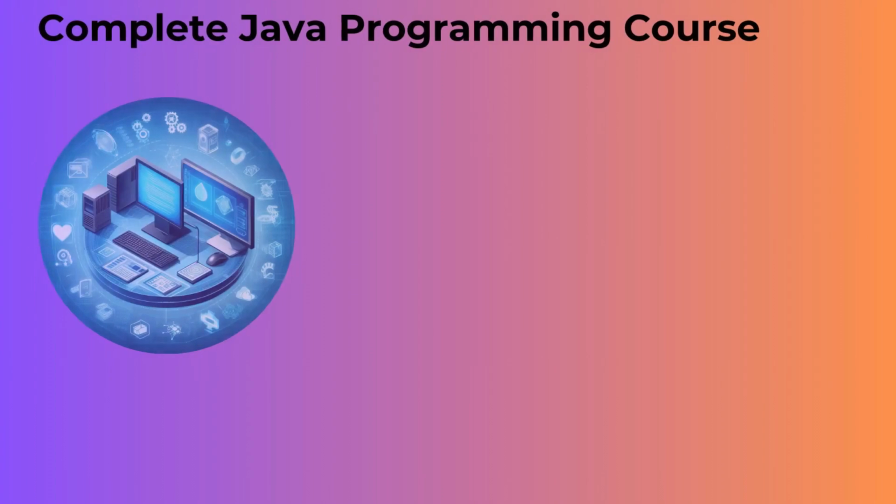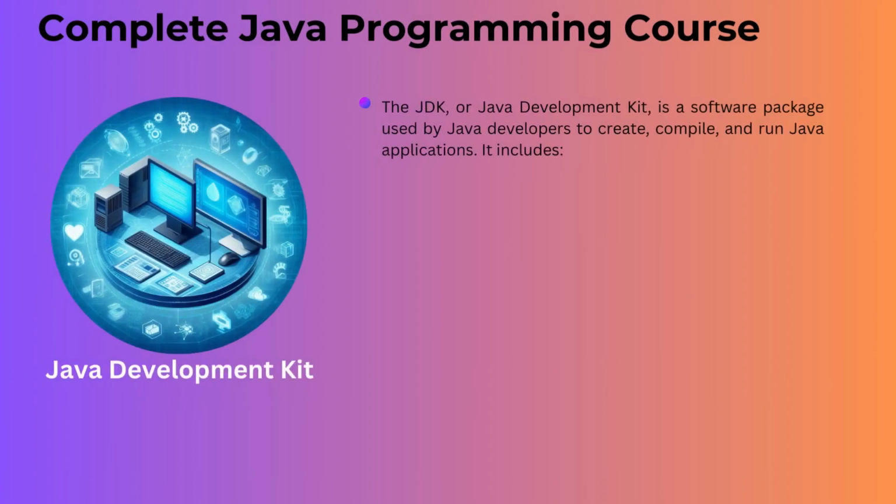So we have an image on our right that has the Java Development Kit stipulated at the bottom. The JDK, or Java Development Kit, is a software package used by Java developers to create, compile, and run Java applications. You can see the image shows more like a computer setup, a working environment, with some icons around it. So this is a combination of different tools. The JDK is what developers make use of in order to write Java programs.